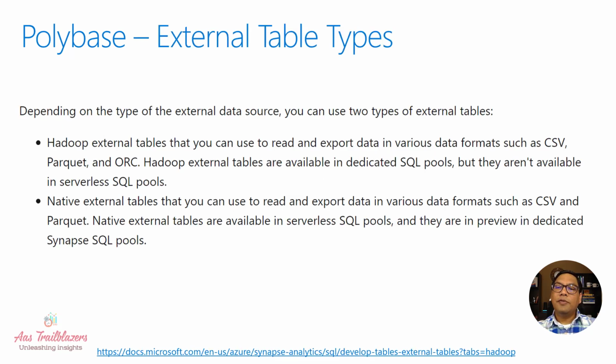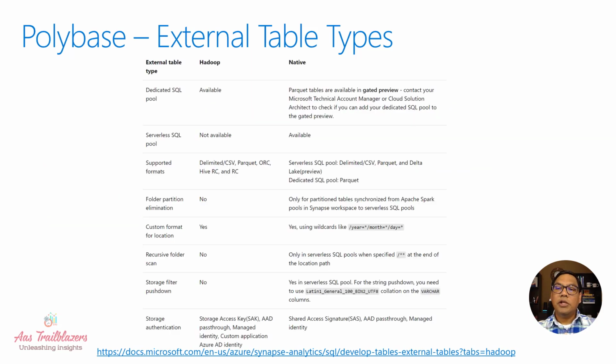There are two types of external tables. Hadoop external tables, which leverage the Hadoop API to access data, and the second type is native external tables, which are native to SQL pool and have additional functionalities. As of now, here is a list of feature differences between Hadoop external tables and native external tables.